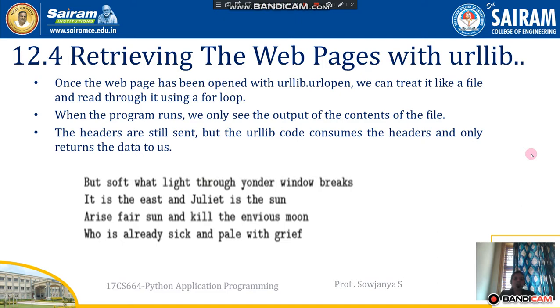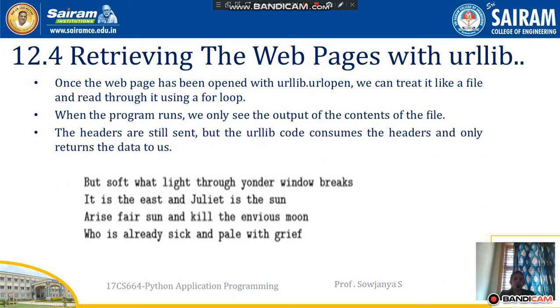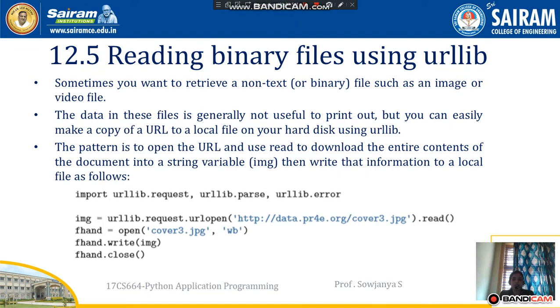Okay, so once the web page has been opened with urlopen, we can treat it like a file and read it using a for loop. We can see here using the for loop we are retrieving the information. When the program runs, we can see only the output of the contents of the file. Okay, the headers are still sent, but the urllib code consumes the headers and only returns the data to us. That means it trims the headers and gives only the remaining data. So this is the output we are going to expect if you write this code. Okay, so this is one such example.